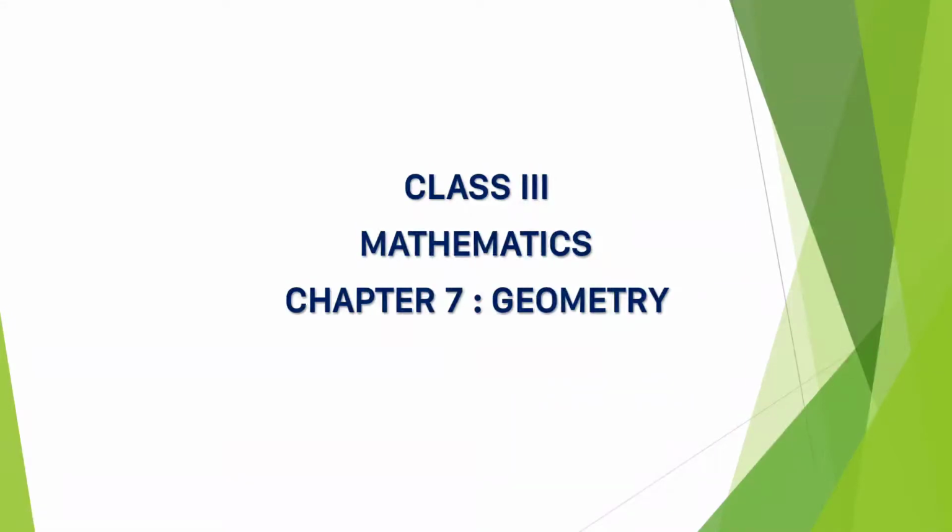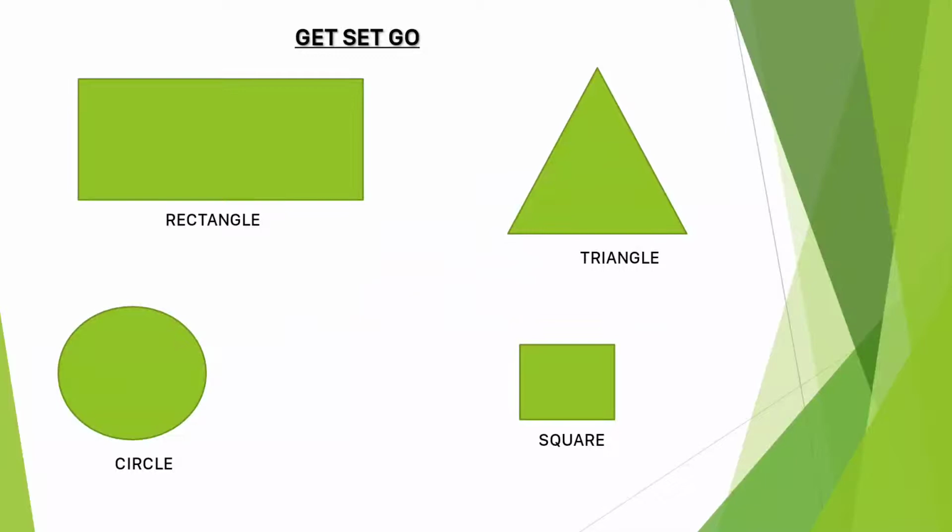Today I am going to discuss chapter 7, geometry. So all of you take your textbook, page number 86. We can discuss Get Set Go. Name the following shapes. Can you say the name of these figures that is given here? The first figure is a rectangle and second one is a triangle. And next is a circle and the last one is the square.